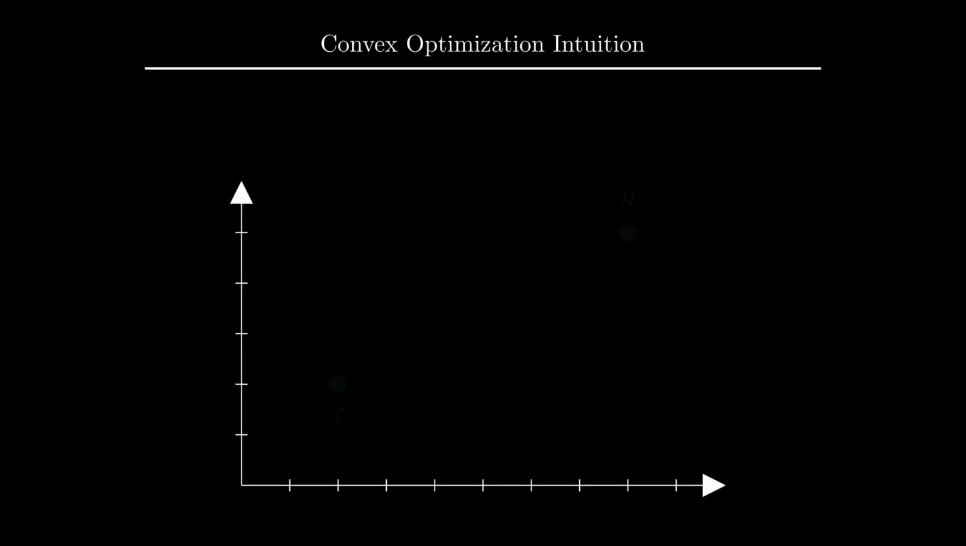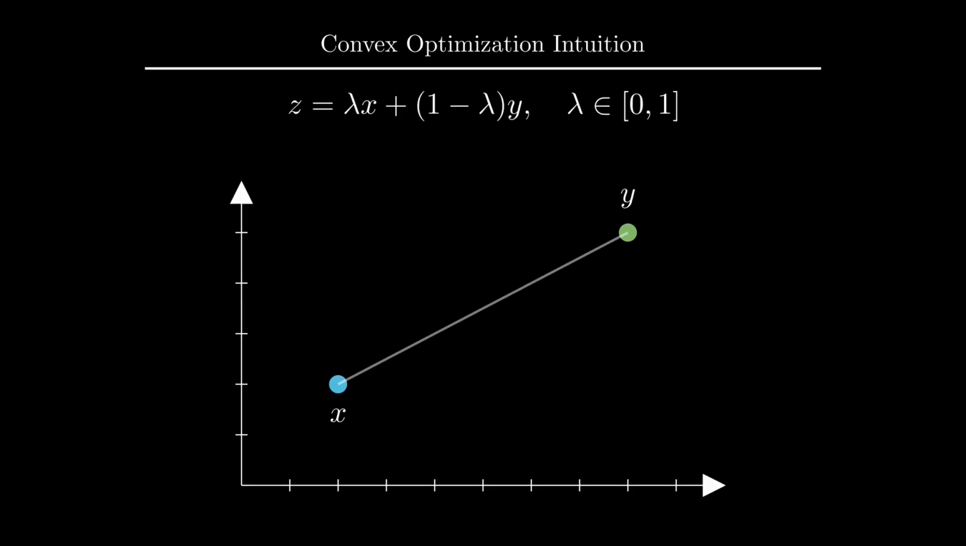This geometric idea relates to algebra via convex combinations. Given 2 points, x and y, any point on the line segment between them is a weighted average. We define a point z using a parameter lambda, which ranges from 0 to 1. When lambda is 0, we are at y. As lambda increases to 1, the point slides along the line towards x.